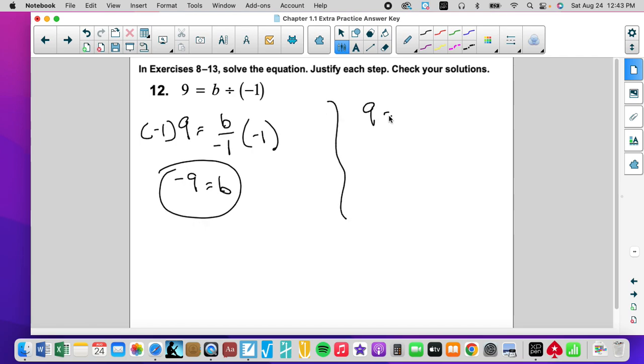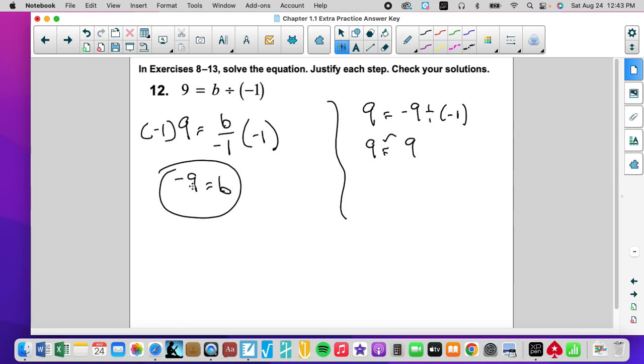Check it. 9 equals negative 9 divided by negative 1. 9 divided by 1 is 9. And a negative divided by a negative is a positive. That is correct. This is not my answer.